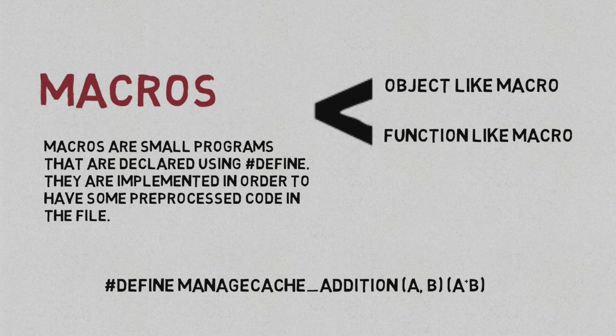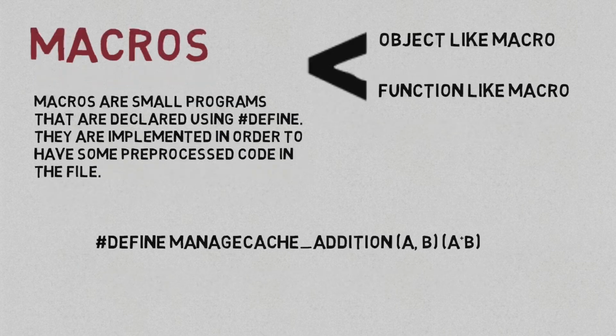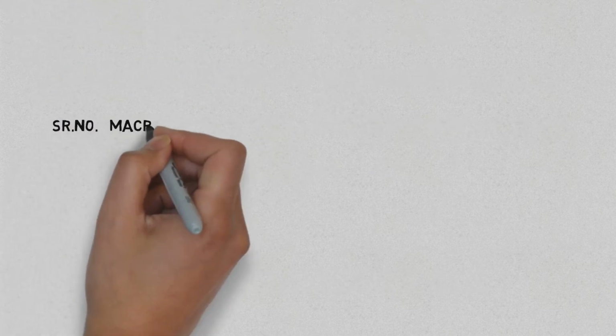But while declaring a function-like macro, you have to use the #define directive. Here we are going to repeat the same example. #define with the name add, having two parameters a and b, and we are giving out the value of a plus b.